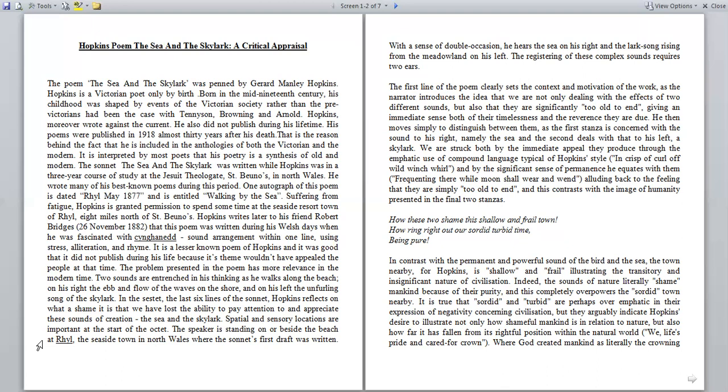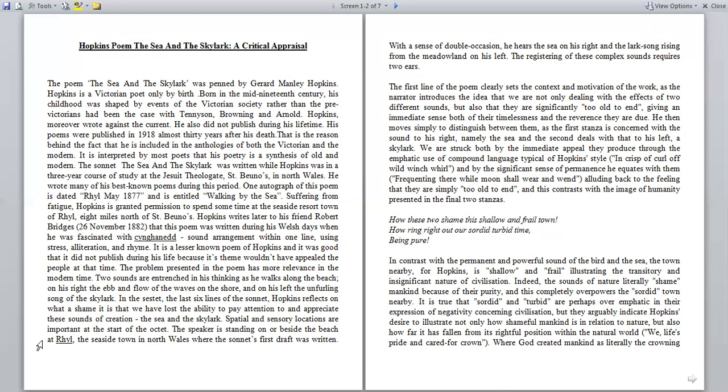And this contrasts with the image of humanity presented in the final two stanzas. How these two shame this shallow and frail town. How ring right out our sordid turbid time, being pure. In contrast with the permanent and powerful sound of the bird and the sea, the town nearby for Hopkins is shallow and frail, illustrating the transitory and insignificant nature of civilization. Indeed, the sounds of nature literally shame mankind because of their purity, and this completely overpowers the sordid town nearby.